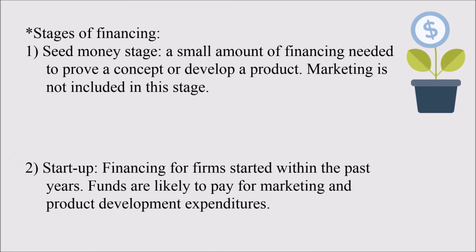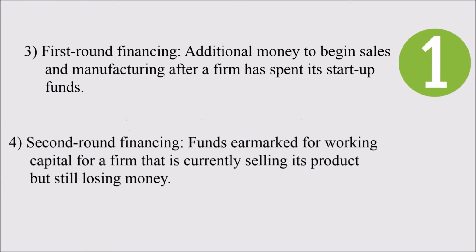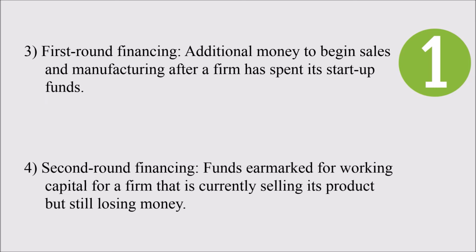The second stage is startup. Financing for firms started within the past year. Funds are likely to pay for marketing and product development expenditures. The third one is first round financing. It is additional money to begin sales and manufacturing after a firm has spent its startup funds. And the fourth stage is second round financing. Funds earmarked for working capital for a firm that is currently selling its product but still losing money.